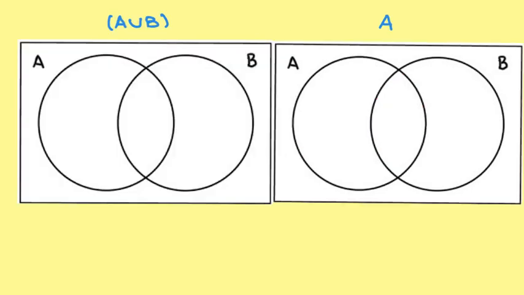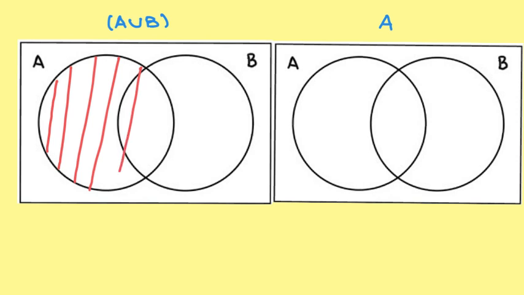In this diagram, we want to shade A union B. In our apples and bananas analogy, we want to know everybody that likes apples or bananas, or both. So that is all this. So everybody here likes apples or bananas, or some of them like both.